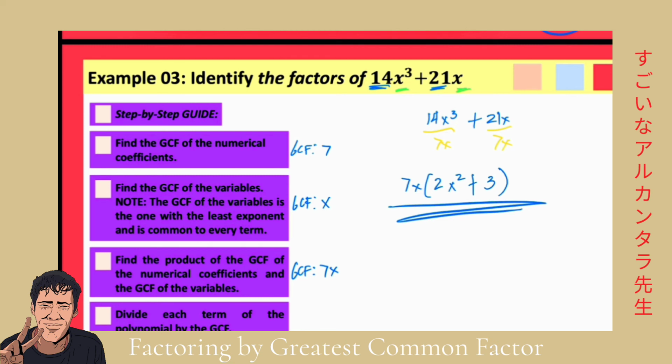If you wish to check it, 7 times 2 is 14. x times x squared is x cubed. 7x times 3 is 21x. So it's correct. That's how we do it.